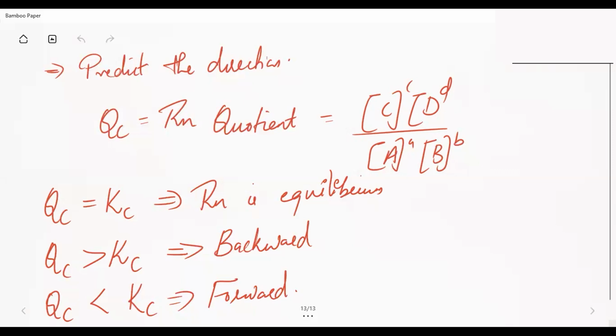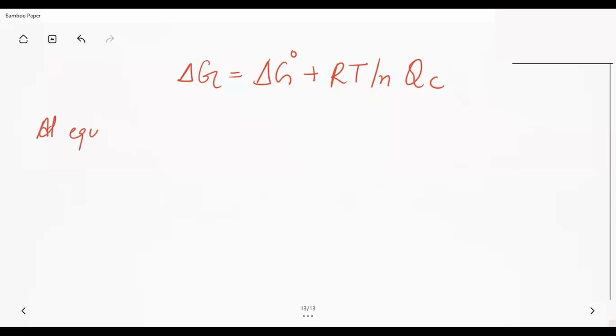And one more thing related to equilibrium constant, reaction quotient, and Gibbs energy. That is the relation between Gibbs energy and equilibrium constant. Okay, so we know the equation delta G is equal to delta G0 plus RT ln Qc. Okay, and at equilibrium, what will happen? At equilibrium, delta G is equal to 0. Delta G positive means that is non-spontaneous.